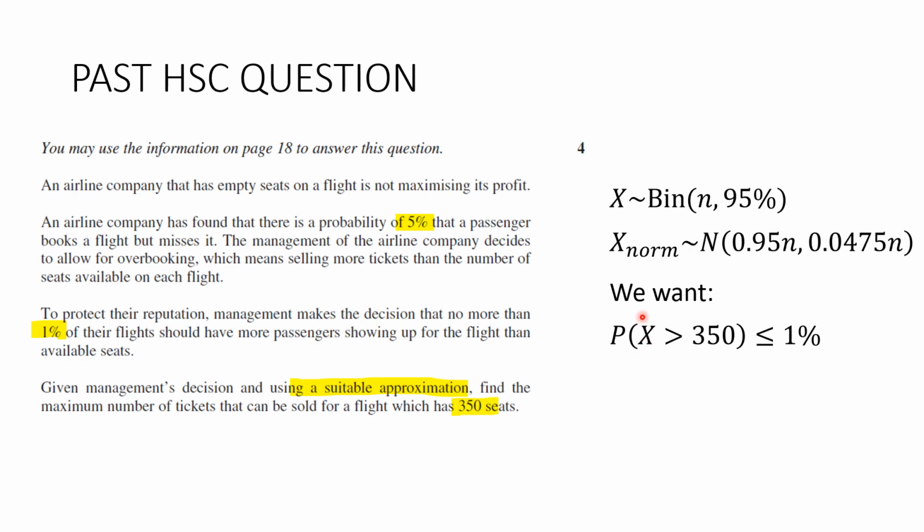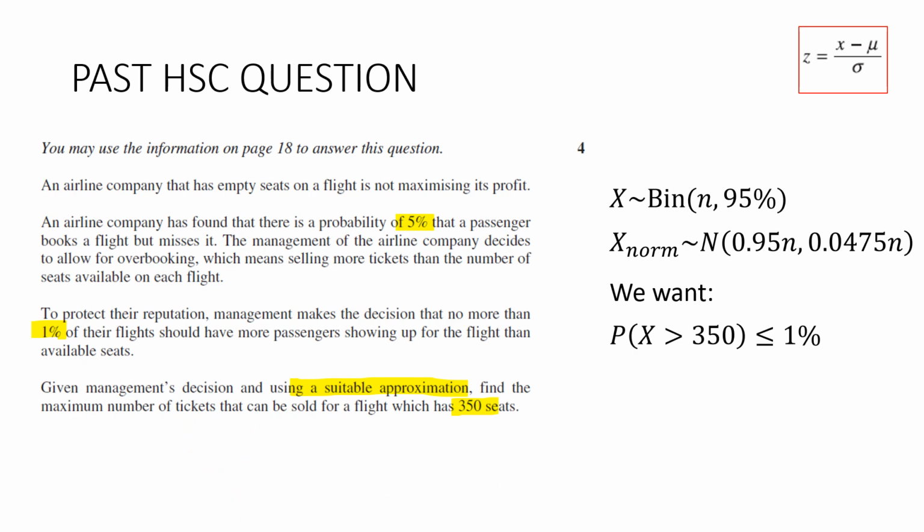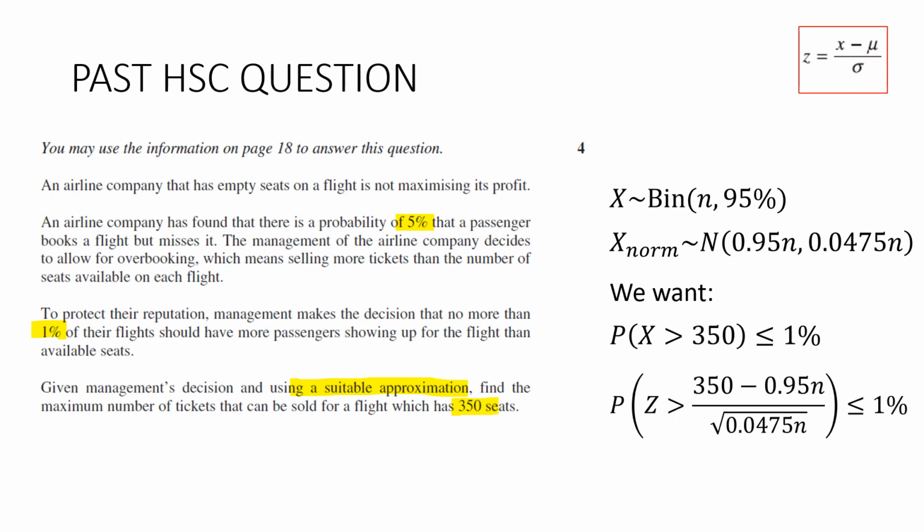Now we're going to turn this into a Z-score. By the way, if you want to use a continuity correction, then we would calculate the probability that X is greater than 350.5. So we would want to include 350 because it's okay if exactly 350 people turn up, but we don't want more than that. And in your answer key, you'll see both answers. So let's use a Z-score. In this case, X is going to be 350. We know the mean and we know the standard deviation.